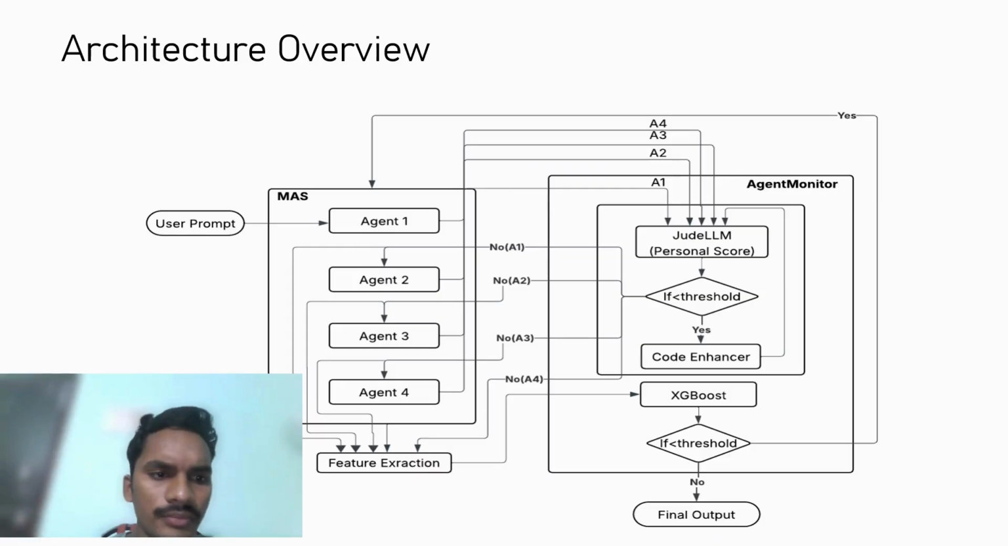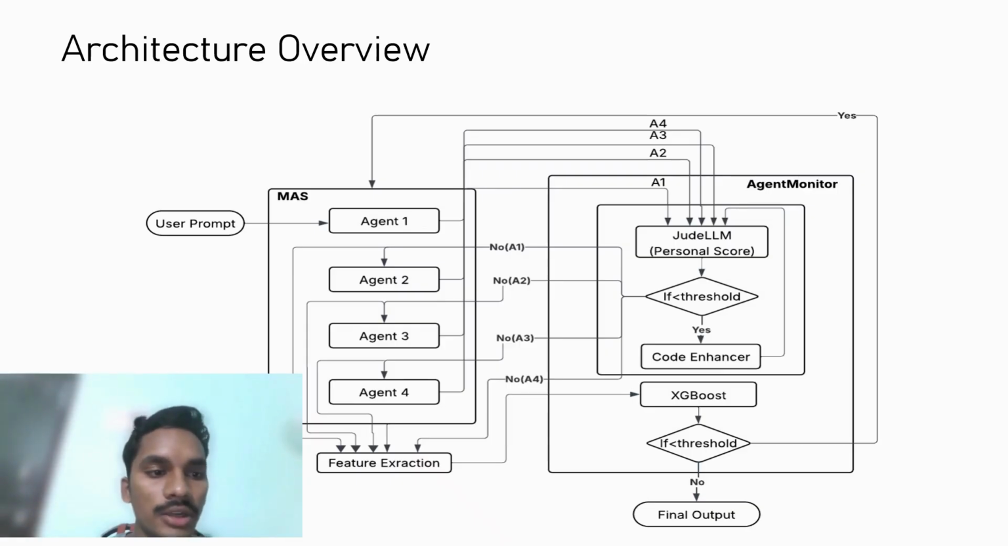So let us have an overview of the architecture. The overall architecture of AgentMonitor is divided into two major components: the multi-agent system and the AgentMonitor module. In the multi-agent system, multiple agents handle different stages of a task, such as code generation, testing, or optimization. Each agent performs a specialized role. The AgentMonitor module acts like a supervisor over the system. After each agent produces an output, a model called JudgeLLM evaluates it based on correctness, helpfulness, and safety.